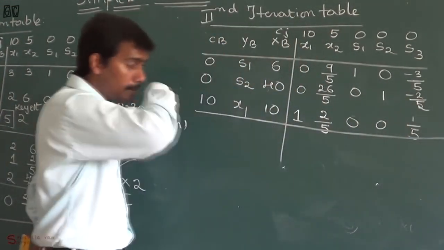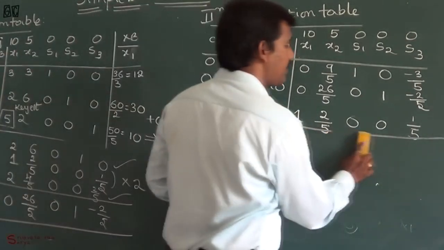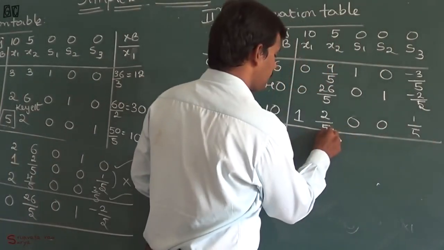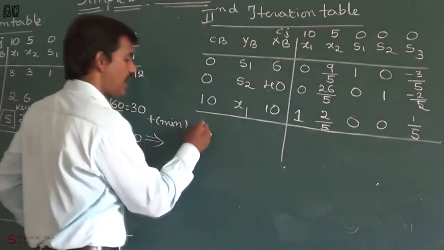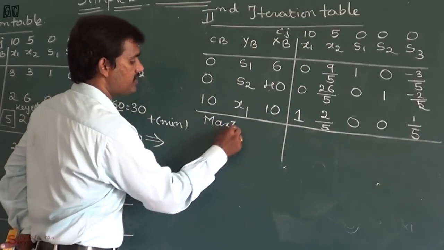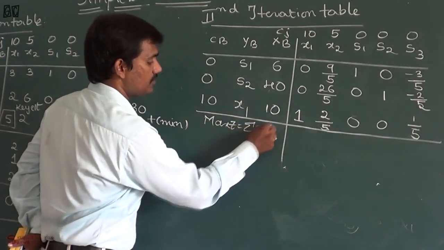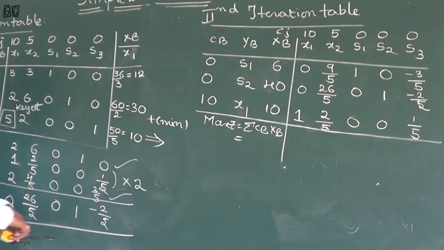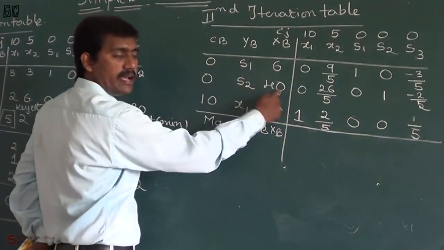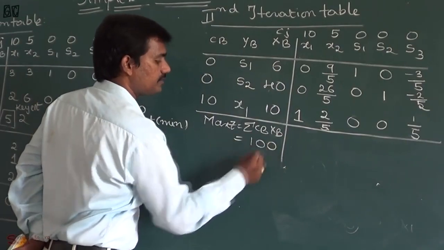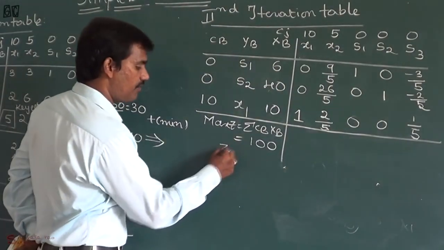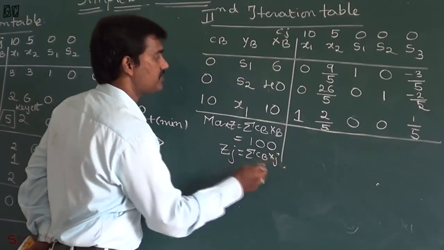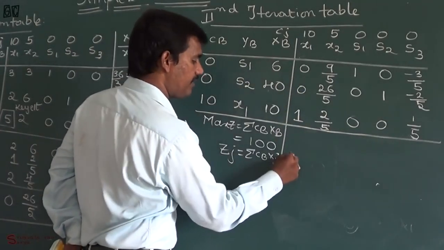After this, as usual, we have to represent those three equations. That is, we have maximum of z equals. What is the formula for maximum of z? That is summation CB into XB. Again, I am going to check all the conditions here. 0 into 6, 0. Again 0. 10 tens are 100. Now we have the formula again for z. What is the formula? That is CB into Xj. 0, 0. 10 ones are 10.